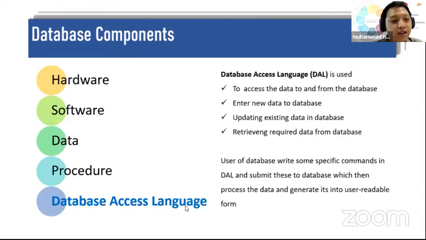So we already know the 5 components of a database: the hardware, the software, the data, the procedure, and the database access language. Okay, we can continue for the next part.